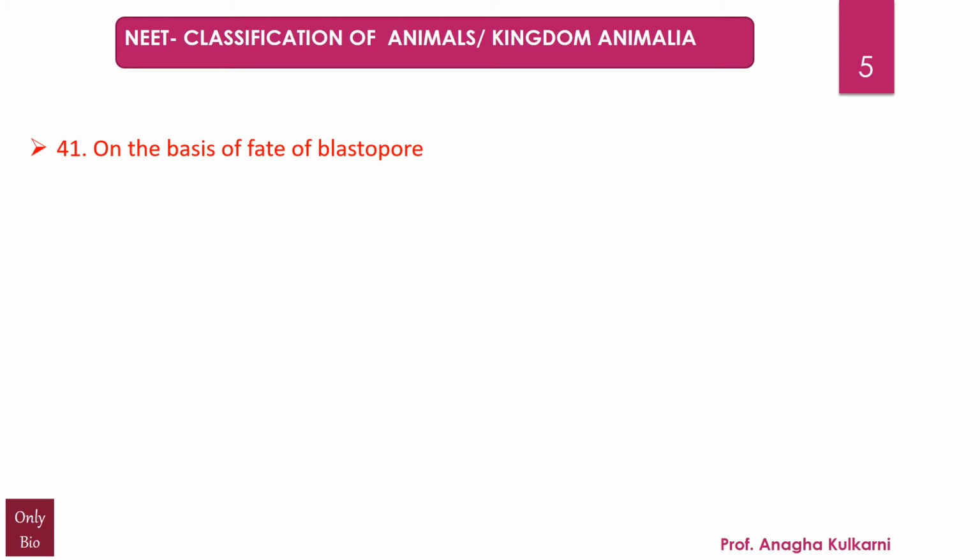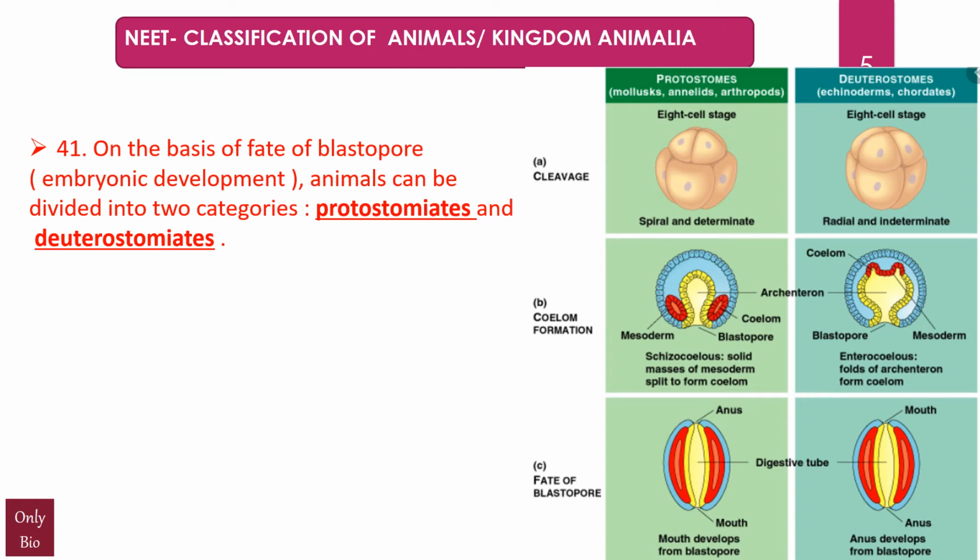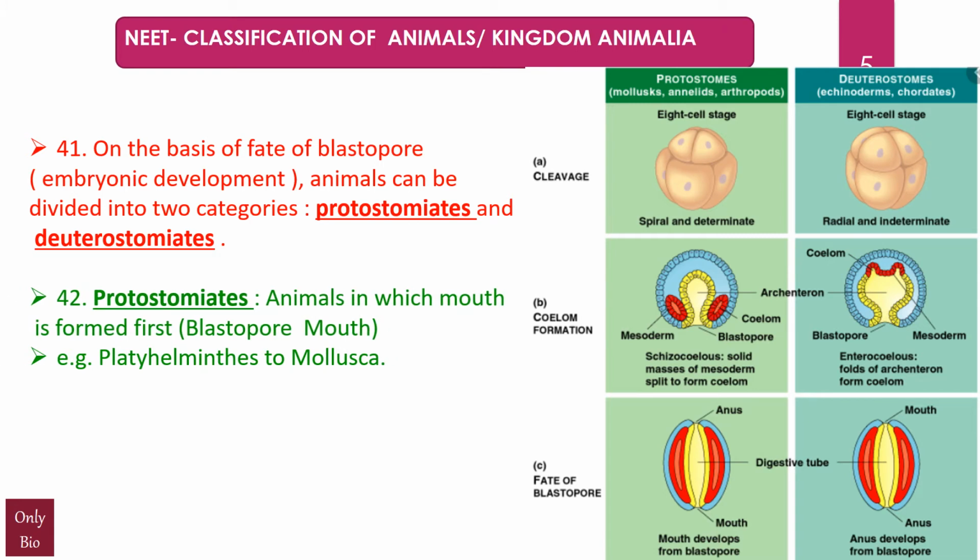Point number 41. On the basis of the fate of the blastopore, that is embryonic development, animals can be divided into two categories, that is protostomes and deuterostomes. You can look at the screen to understand the difference between protostomes and deuterostomes. You can zoom in so that you can understand it better. Point number 42. Protostomes are the animals in which the mouth is formed first from the blastopore. Example, Platyhelminthes to Mollusca. The word protos means first, stoma means mouth. So protostomes are those in which the mouth develops first.